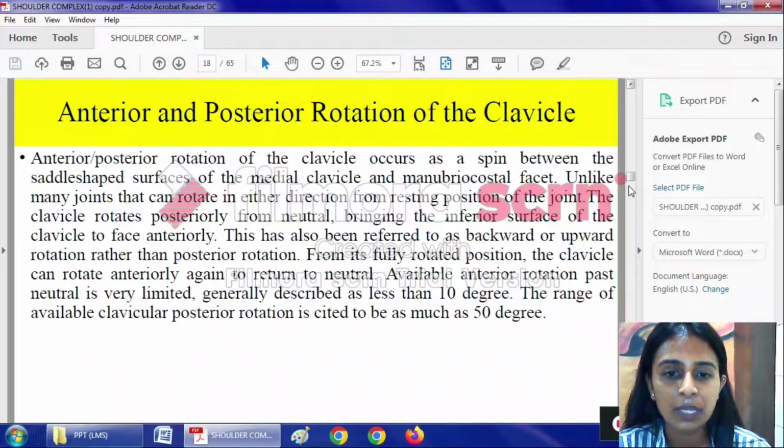From its fully rotated position, the clavicle can rotate anteriorly again to return to neutral. Available anterior rotation past neutral is very limited, generally described as less than 10 degrees. The range available for clavicular posterior rotation is cited as much as 50 degrees.